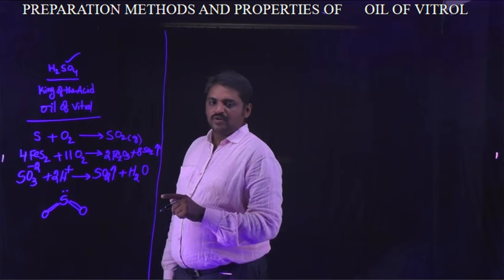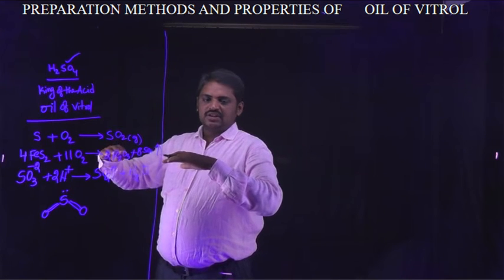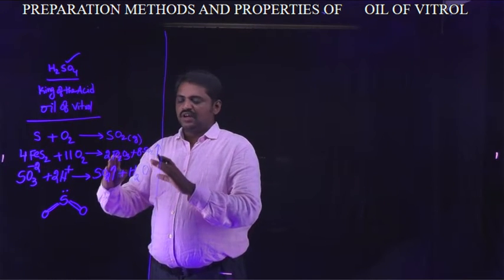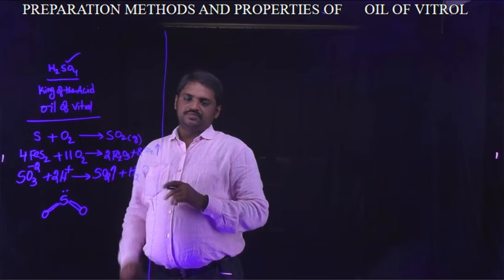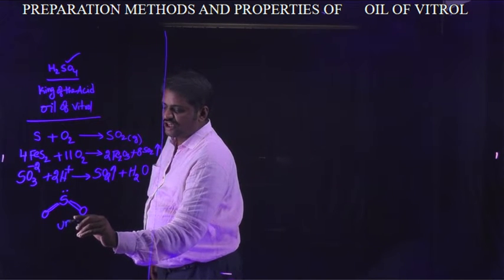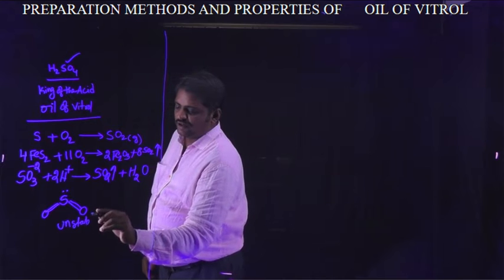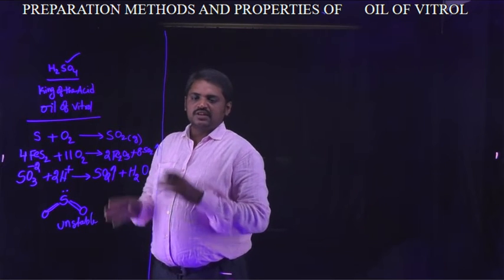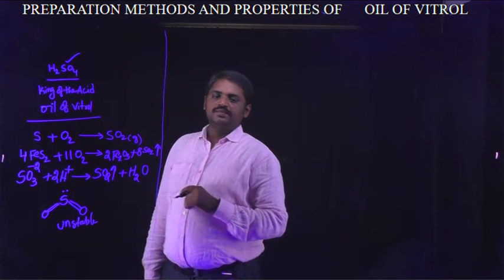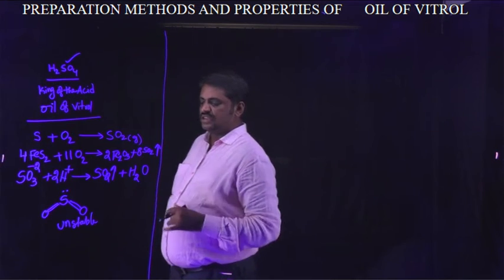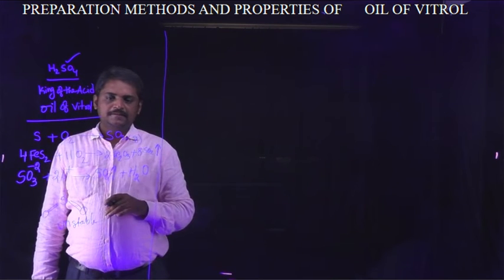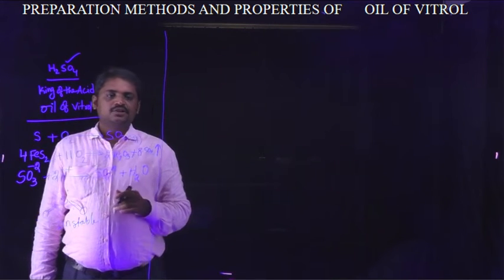Okay, in the presence of the lone pair electrons, the linear structure is converted to a bent shape. That is why the molecule shape is bent. Okay, this is the bent structure, and at the same time, this is an unstable molecule. Why? This molecule is unstable due to lone pair electrons present in it. Okay, this is an unstable gaseous molecule. So these are the preparation methods for sulfur dioxide.